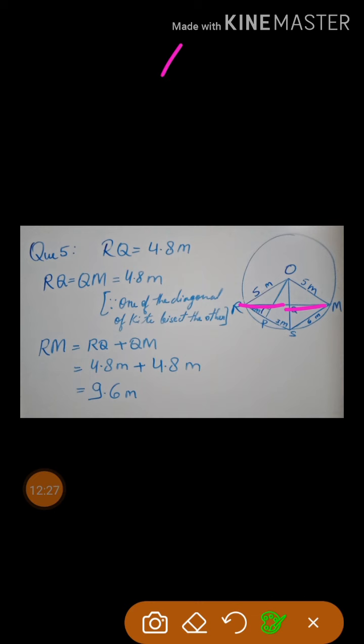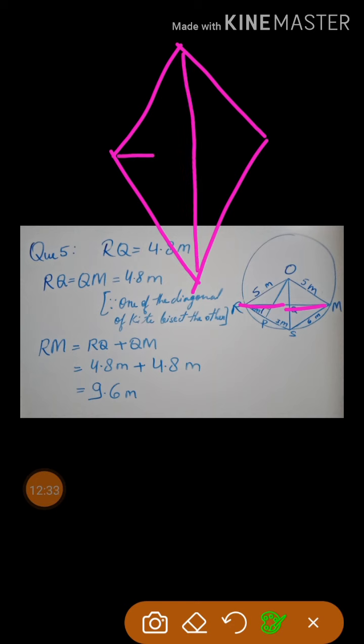In a kite, you know the shape of a kite, it is like this. These are the two diagonals of the kite I am drawing, and they intersect each other at 90 degrees. And the second thing is that one diagonal bisects the other, means this diagonal is bisecting this diagonal. These two parts are equal, but can we say these two parts are equal? This and this, are these equal? No, these are not equal.